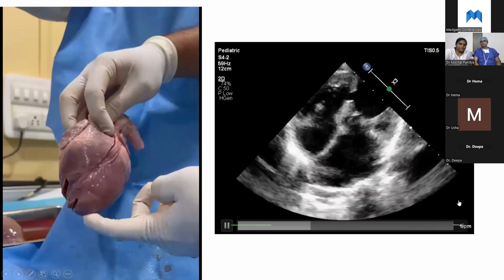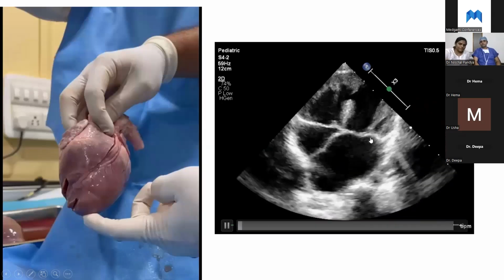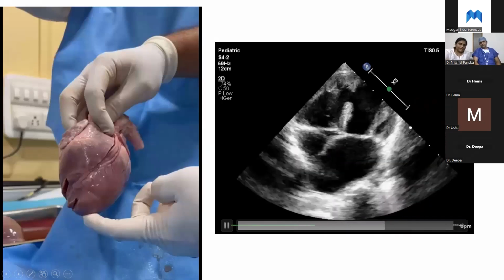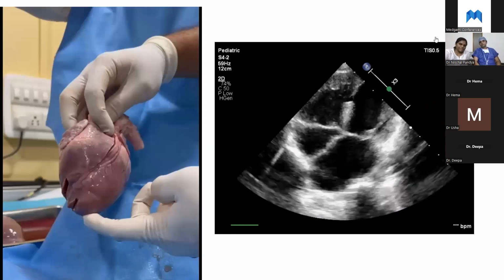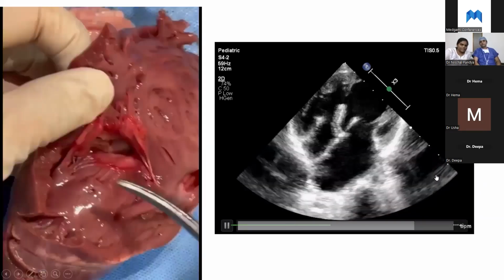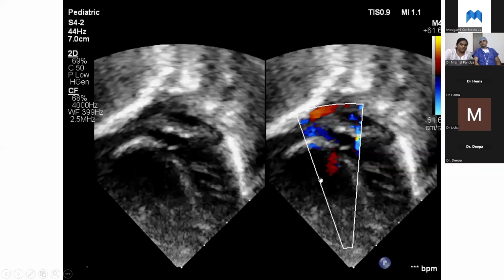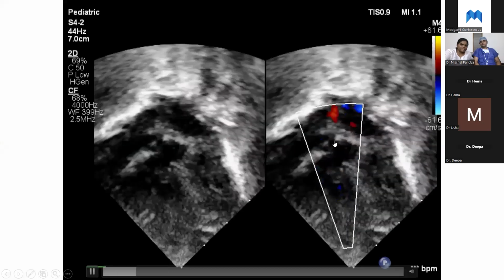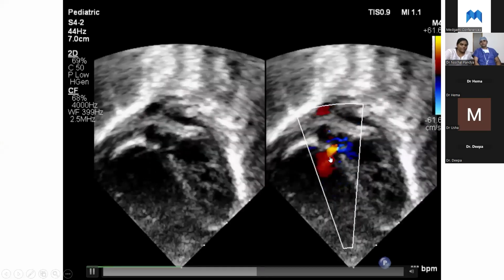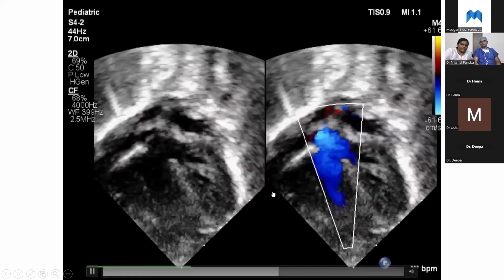Another view to see the muscular VSDs is the ventricular short axis view, where the anterior muscular VSD, mid and posterior muscular VSDs can be appreciated. And this is a patient with TOF, and this is the routine outlet or the conoventricular VSD, which we appreciate in tetralogy of Fallot.